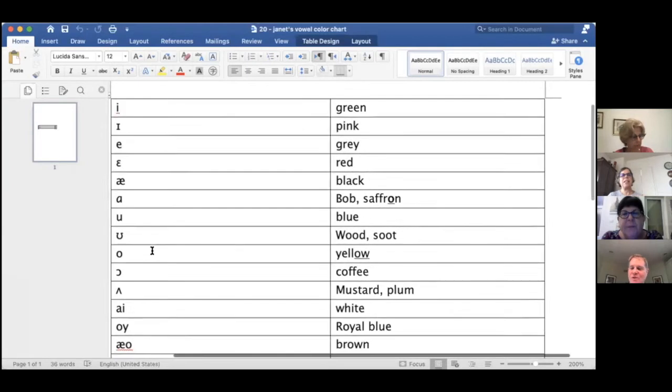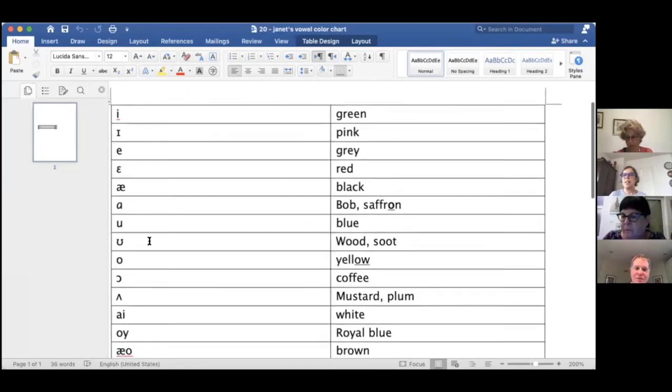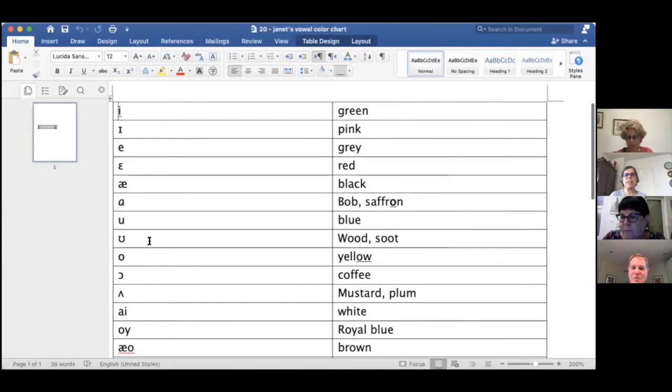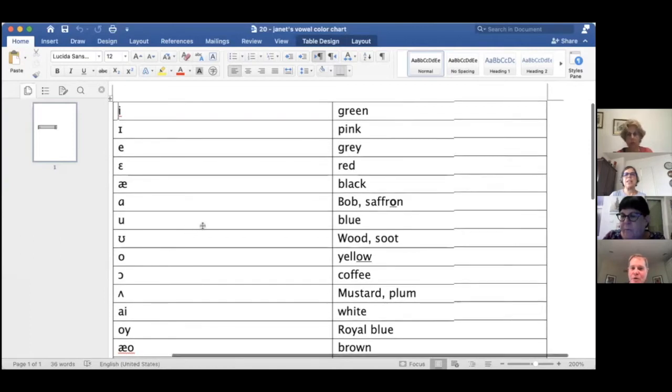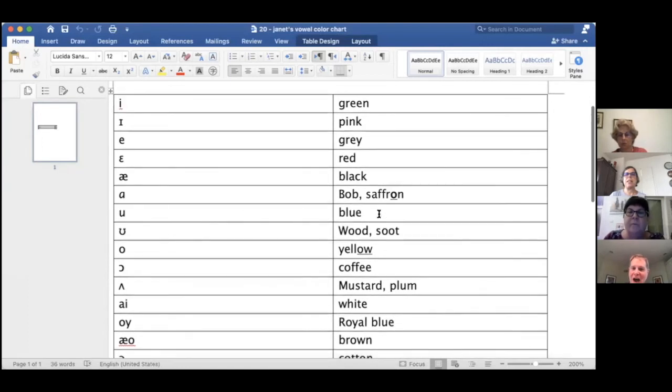And so I think when you talk with your students, it's not really helpful to talk about the long A, the short A, but it is helpful to have a keyword for each sound. That's the green sound. That's the Bob sound. And so if you look through these sounds over here, I'll go through them once with you. Green, pink, gray, red, black, and then Bob, ooh, blue, wood.